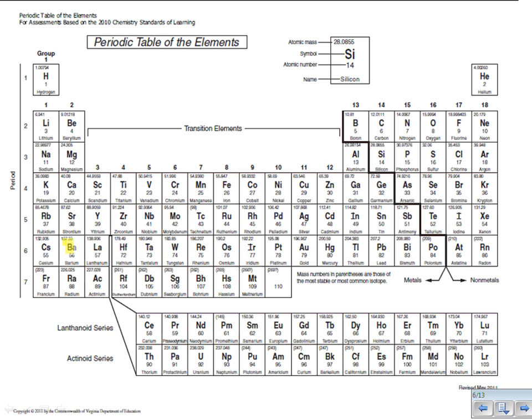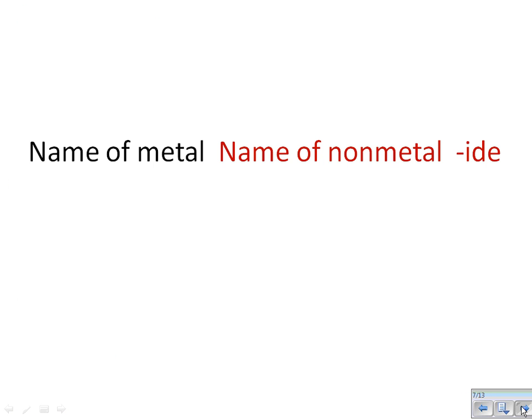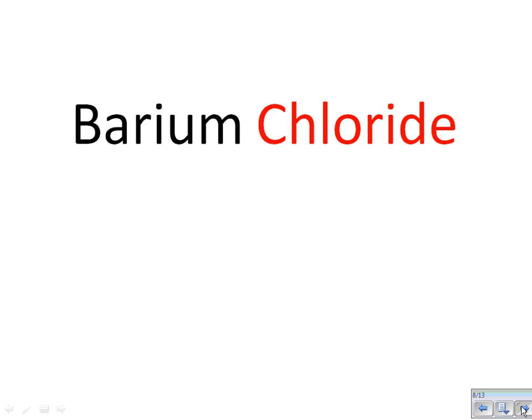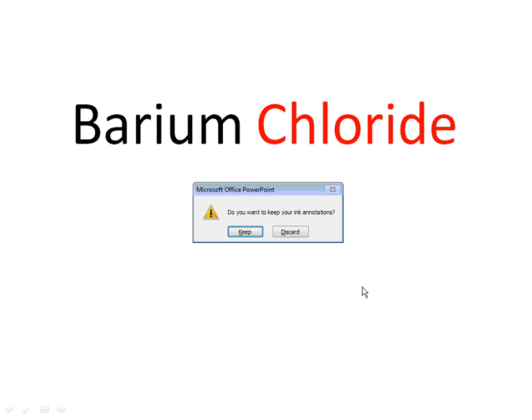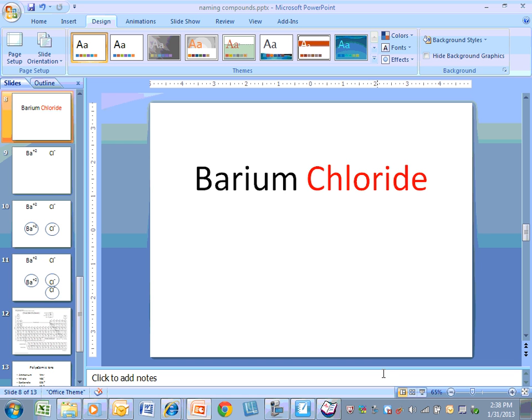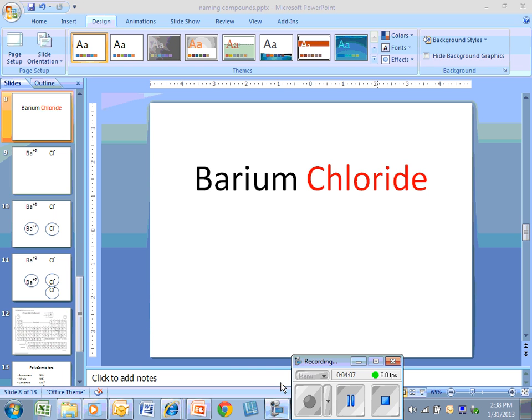There's barium. That's the one we're concentrating on. It is in group 2, so we do not need to use the stock system. All we need to do is write down the name of the metal, which is barium, then the name of the nonmetal, but we're going to drop the end of the name and add "ide." So our compound is barium chloride. Please note that we do not need to be concentrating on the number of ions in our formula.